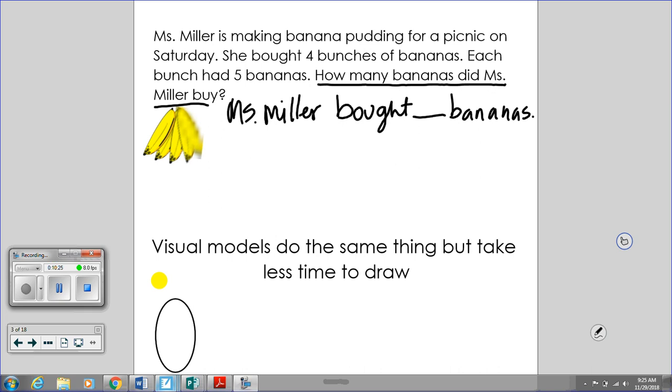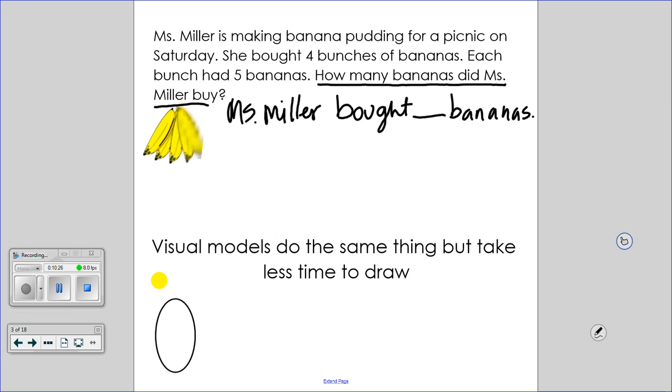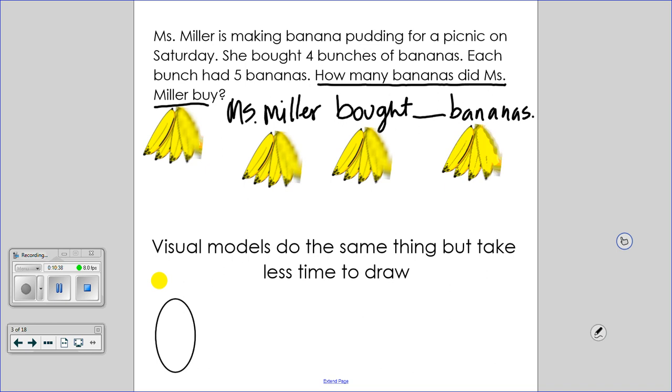So I have one bunch of bananas. I have another bunch of bananas. I have another bunch of bananas. How many bunches do I have again? 4. It tells me in the problem. I bought 4 bunches. So I can draw 4 bunches of bananas. Wait, how many bananas are going in each bunch? 5. Each of your banana bunches that you draw has to have 5 bananas in each one. Go ahead and start drawing.